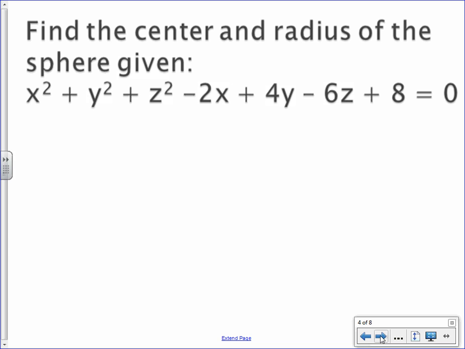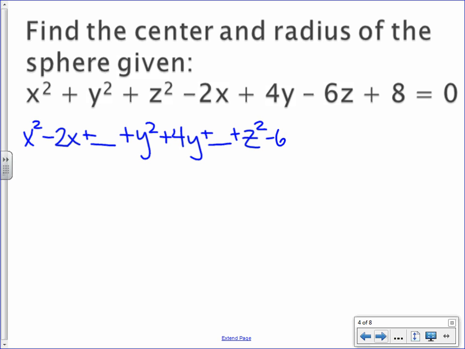Group everything together. So I'm going to group x squared and negative 2x together and leave room for our mystery number. I'm going to group y squared and 4y together and leave room for our mystery number. Z squared minus 6z with our mystery number. Where do we want the plus 8? Okay, we want to subtract the 8 to the other side, and we'll have to add our mystery numbers there too.